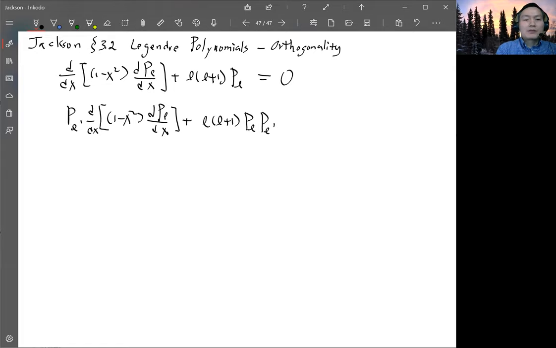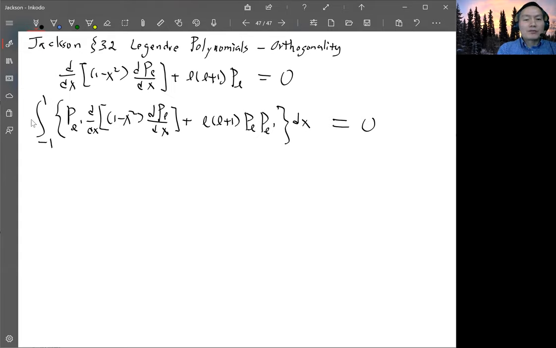Okay. When you multiply by that, you integrate dx from minus 1 to 1, the whole range of x for the Legendre polynomial. That is still 0 because the equation is 0, so multiplying and integrating is still 0. Now the next step: for the first term, you can do the integration by parts.